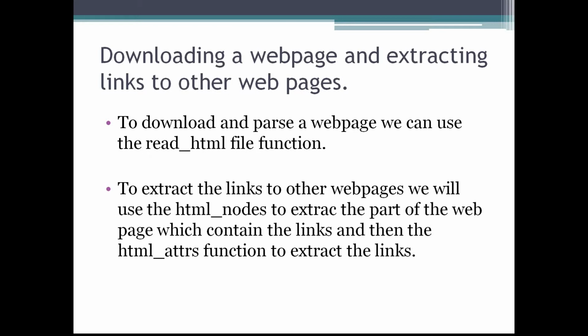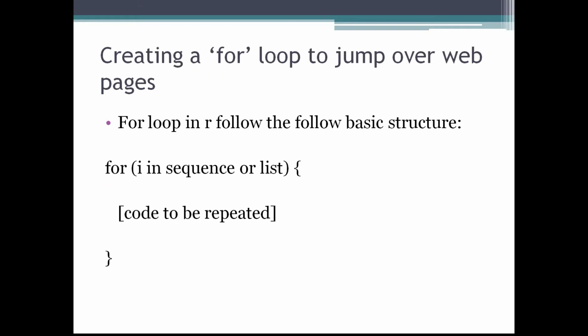And then in order to extract the links from that particular web page to other web pages, we're going to use the html_nodes function and also the html_attrs function to then extract those links. So the html_nodes function identifies the part of the web page that contains those links, and then the html_attrs function extracts the links in those parts of the web page. So that's how we're going to download and extract the links to other web pages.